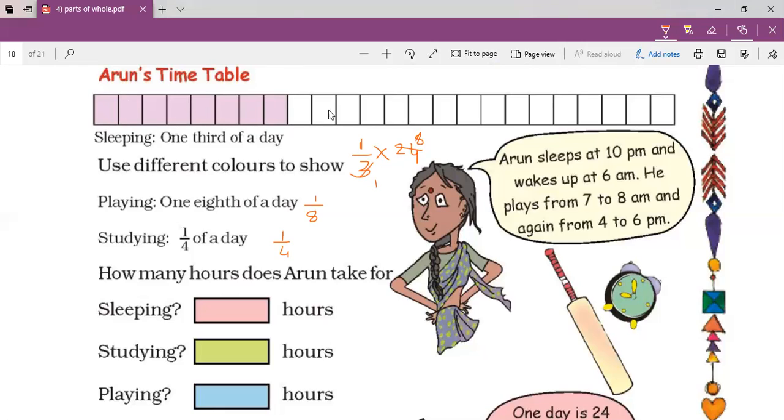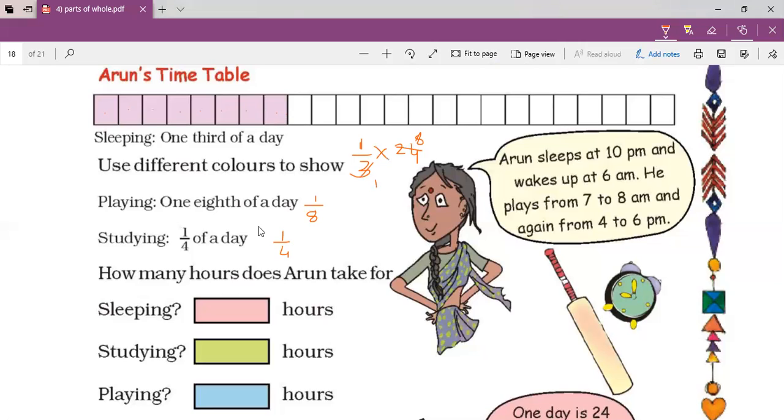If you notice, these are all 8 hours. Let's see. 1, 2, 3, 4, 5, 6, 7, 8. Yes, these are the 8 parts. It's colored in purple color. That means 1/3 of a day is how many hours? 8 hours. Similarly, we will work it out for playing.